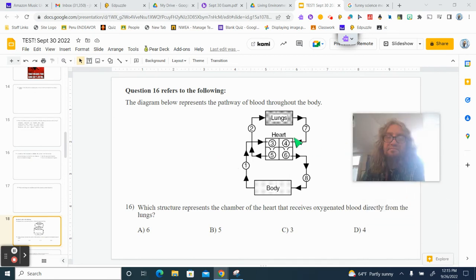Question 16. The diagram below represents the pathway of blood throughout the body. You see it's labeled 1, 3, 5, 2, 7, 4, 6, 8, right? Okay. Which structure represents the chamber of the heart that receives oxygenated blood directly from the lungs? Is it 6? Or is it choice B, 5? Or is it choice C, 3? Or is it choice D, 4?